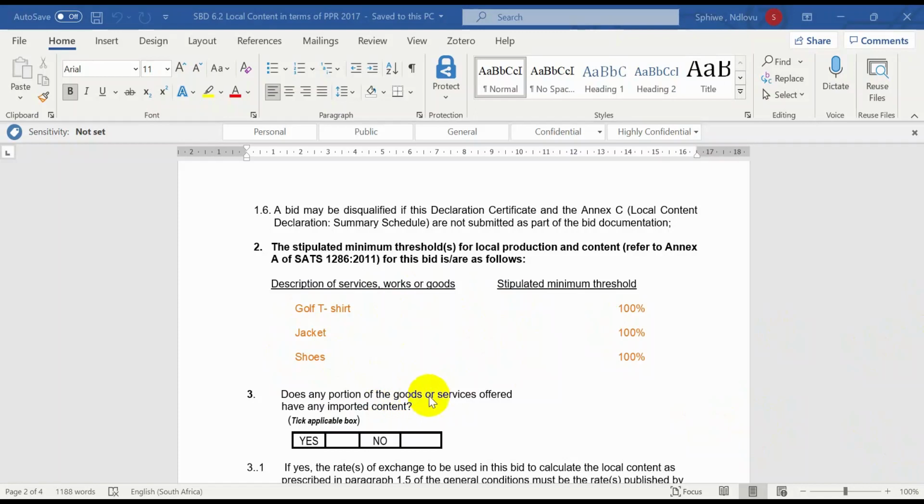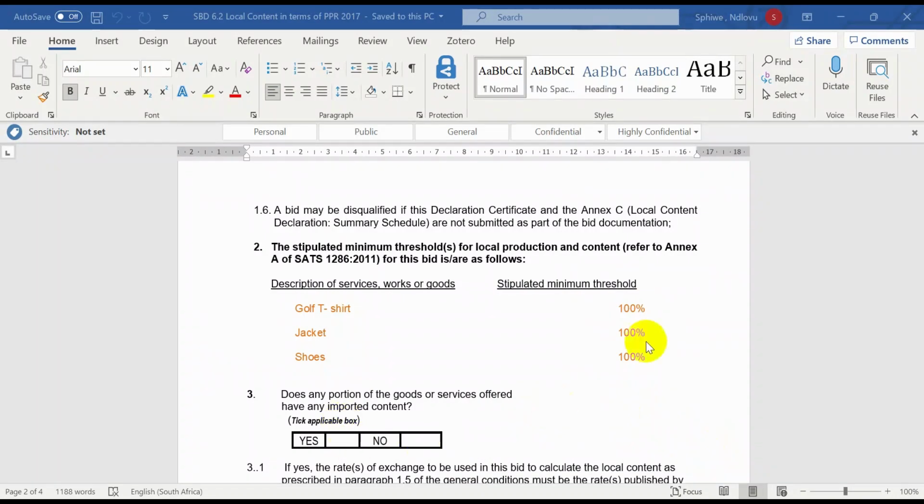Does any portion of the goods or services offered have any imported content? In this case, looking at the example that we have provided, there is no imported content. Therefore, the obvious answer is no, because everything is 100%. However, if this golf t-shirt, for example, was sitting at 85%, then the answer would be yes, because you have a product or a good that is offered at less than 100%. Therefore, 15% or whatever components of that t-shirt will have to be imported to make it 100%, to make it a fully finished product that you will deliver to us.